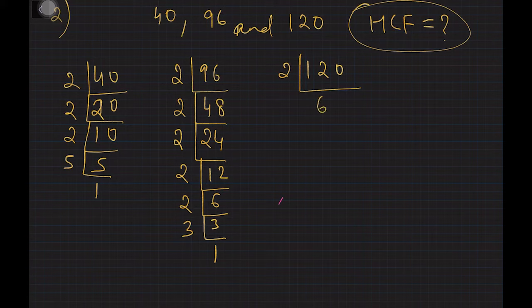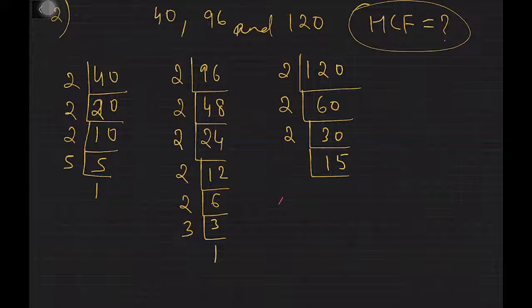2 60s are 120. 2 30s are 60. 2 15s are 30. We can't continue with 2 further because 2 doesn't divide 15. So let's check if the next prime number 3 divides 15. 3 divides 15, so we can continue the process with the number 3.